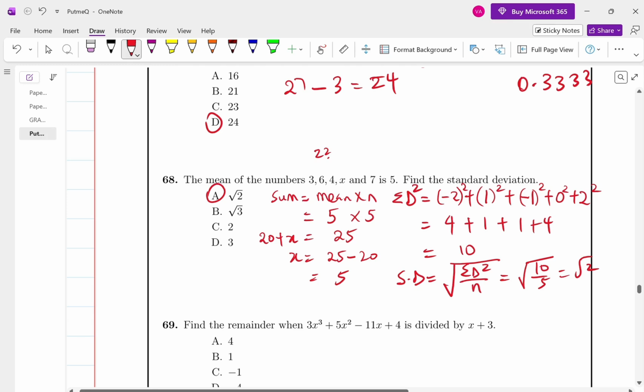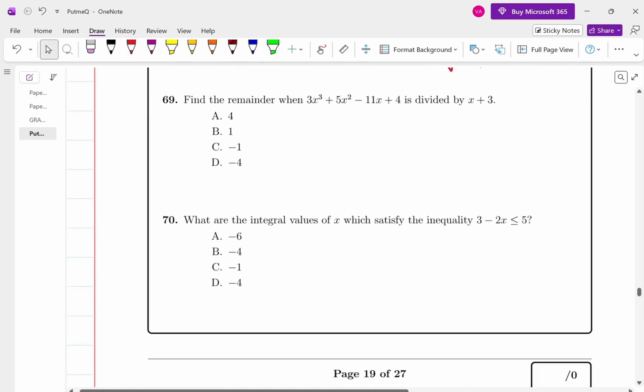Find the remainder when 3x cubed plus 5x squared minus 11x plus 4 is divided by x plus 3. Now in this case, we use the remainder theorem. This is something you've learned during JAMB. So first thing we're going to do is this: the x plus 3 is what's dividing, so we're going to equate it to 0.